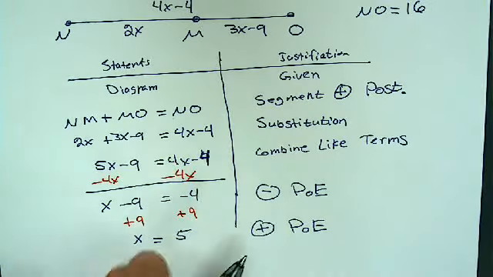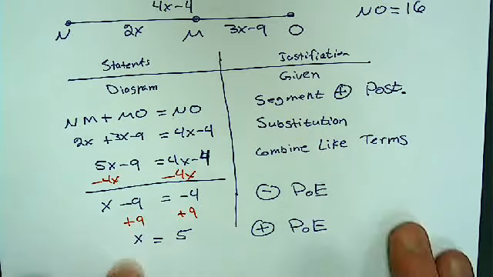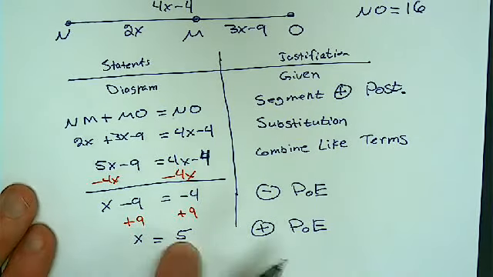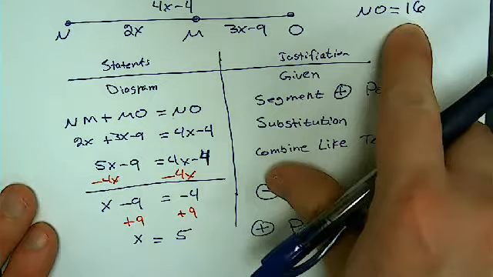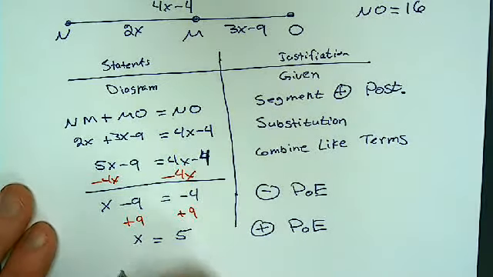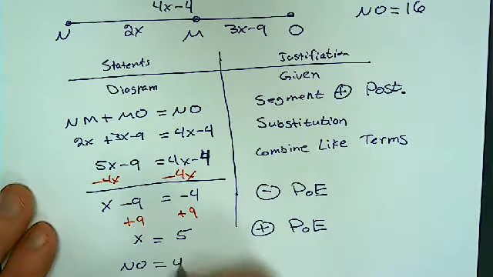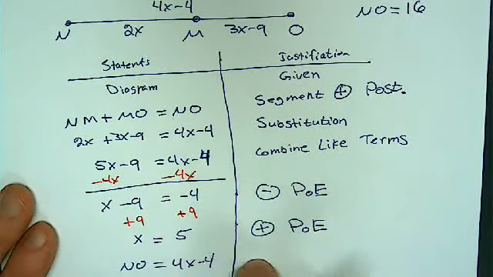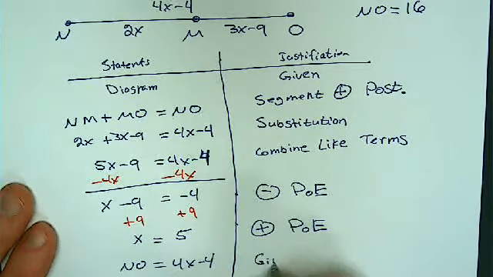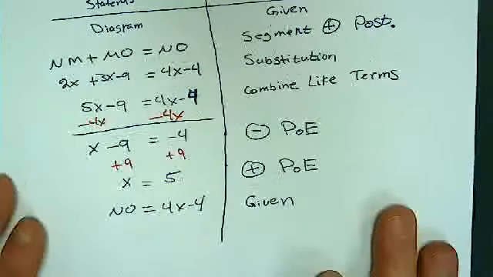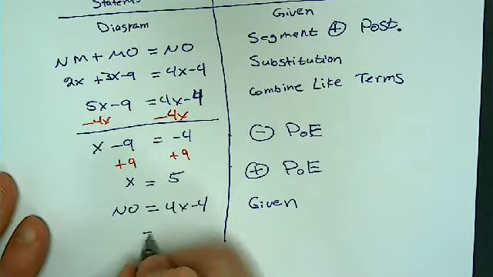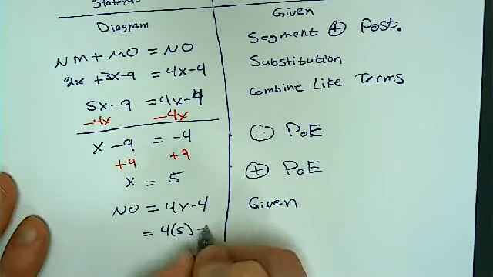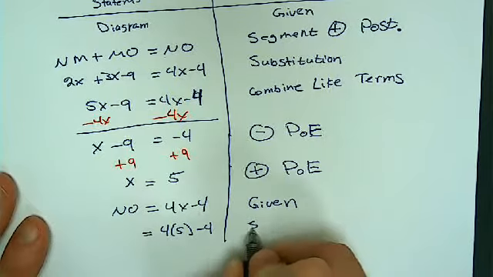All right. So we've got the x equals 5. Now we can go ahead and say, all right, we have to get that. Well, we know that NO is equal to 4x minus 4. How do we know that? It's in the diagram. And that's a given, isn't it? And now I can replace x with 5. What rule says I can do that again? Substitution.